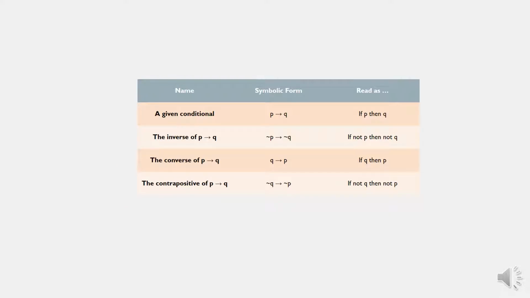I would suggest copying down this table to help you get this information organized. So here we have the name of the variation, the symbolic form of the variation, and then the way that you read that.